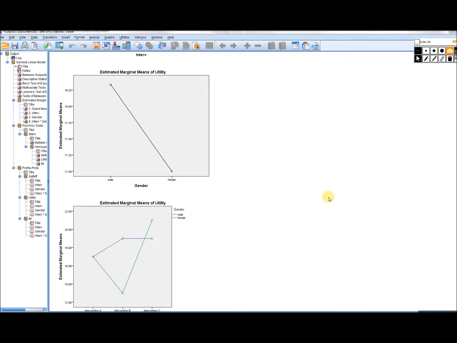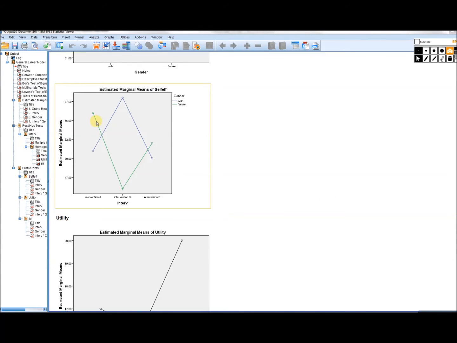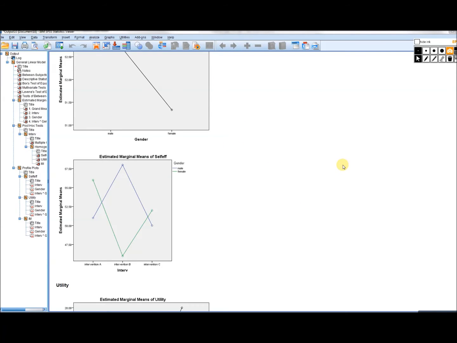If I want statistical tests of these comparisons, say for intervention group A, comparing males and females, and then intervention B comparing males and females, and C comparing males and females, for each of the dependent variables, I can actually do that. And those are basically what are referred to as simple effects tests.